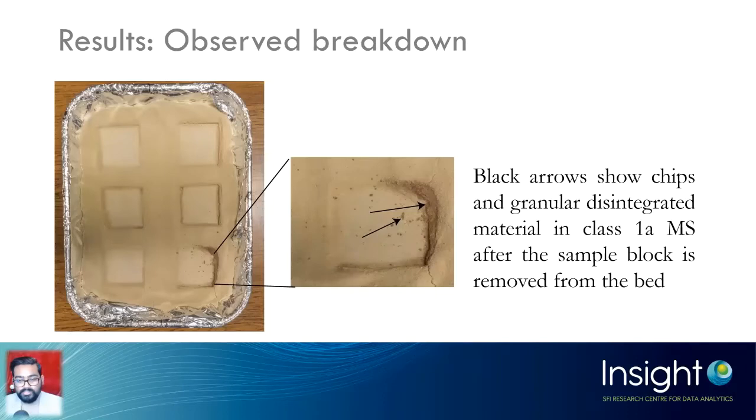This image shows the chips and granular disintegration material from class 1A Moenkopi sandstone after the block sample was removed from the sand and salt mixture bed. We could not see the Coconino sandstone granular disintegration because the sand color is similar to the color of Coconino sandstone.